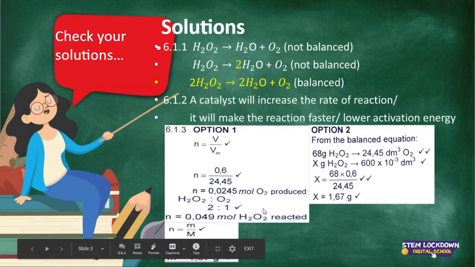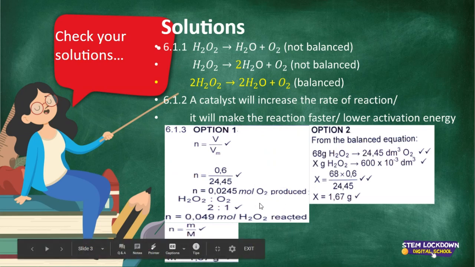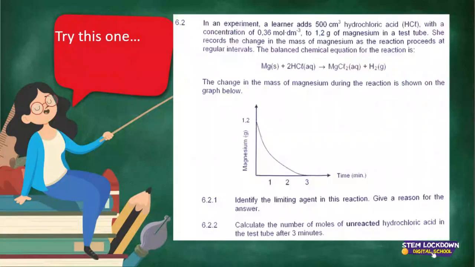So you look at a method that you find comfortable, and then work your answer out from there. If you find this method easier, you can go for it. You don't have to do two methods. You have to do one method, because you'll be allocated time to do just one method. Right. Let's look at the next question.